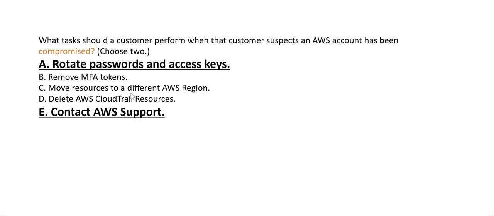C says move resources to a different AWS region. So if your bank account has been compromised, the credentials have been compromised, would you transfer the entire set of money, open a new account in some other bank, say Bank of America, and you are on Chase, and would you transfer all your money?